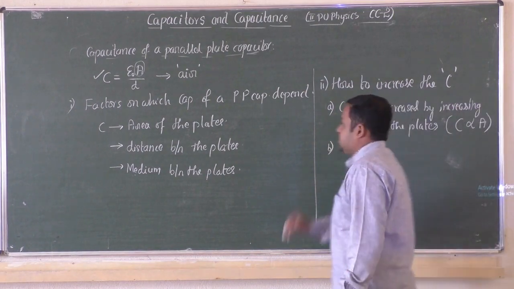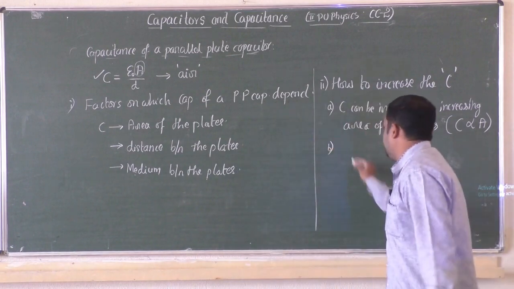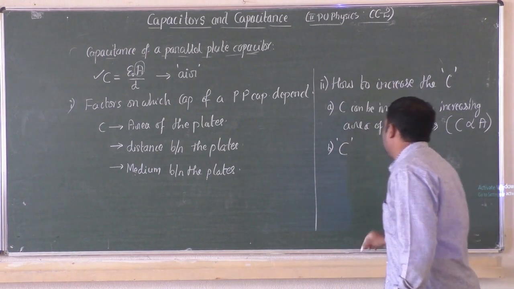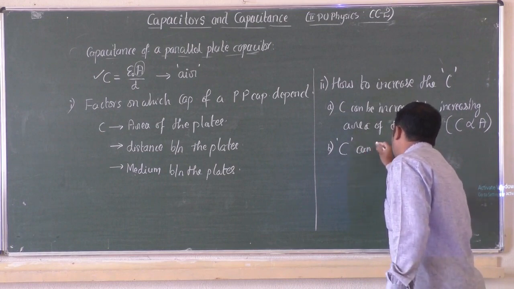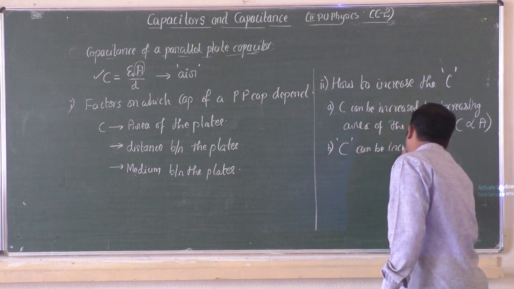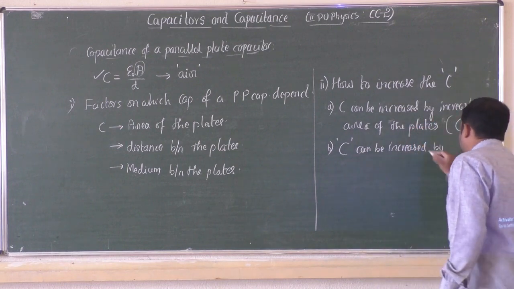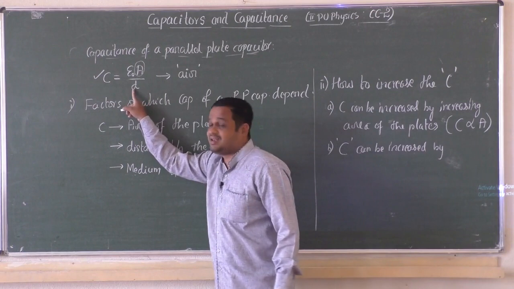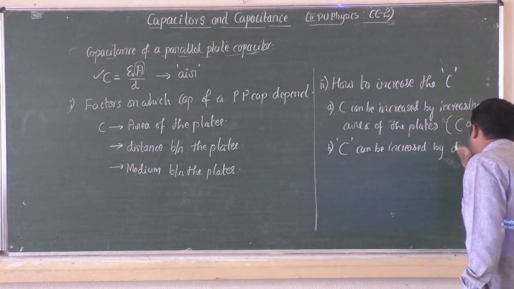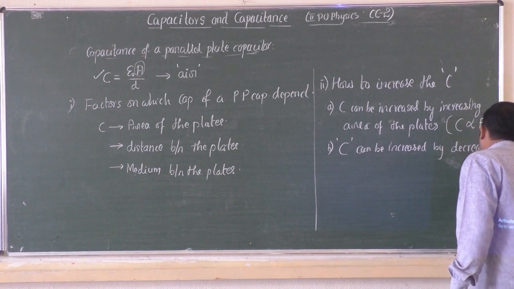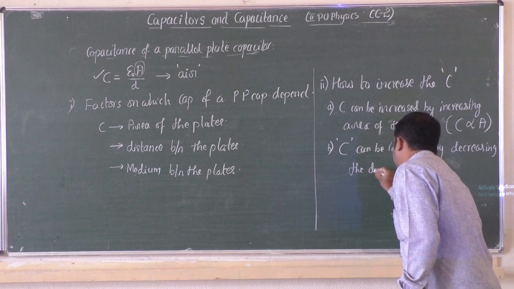Second possibility is D, it is in the denominator. Capacitance of the parallel plate capacitor can be increased by decreasing the distance between the plates. D is in the denominator. If you decrease D, then only capacitance increases.